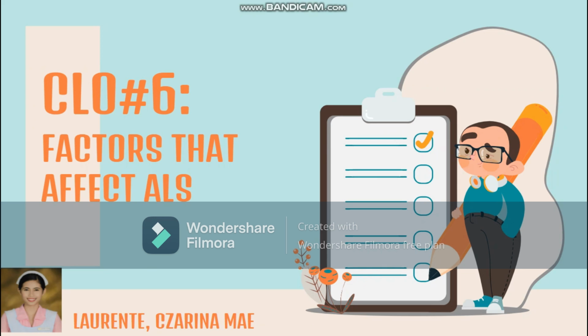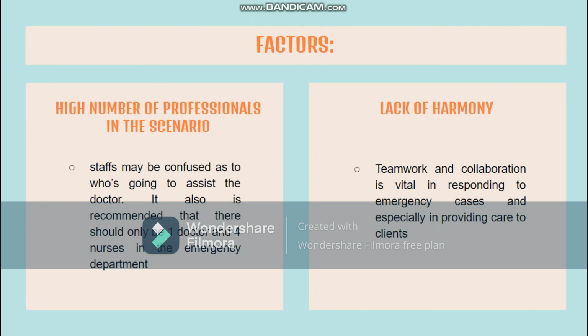Identify the factors which may affect the performance of ALS. With the first factor, we have the high number of professionals in the scenario. High volume of professionals in the scenario could create unnecessary competition among each other. Additionally, staff may be confused as to who is going to assist the doctor. It also is recommended that there should only be one doctor and 4 nurses in the emergency department.